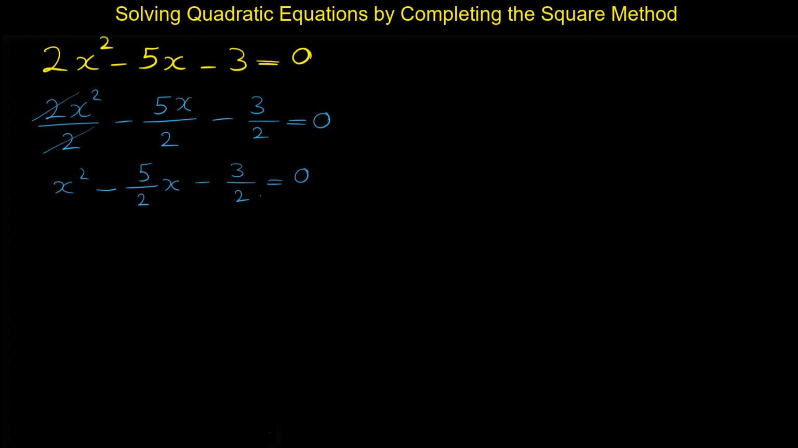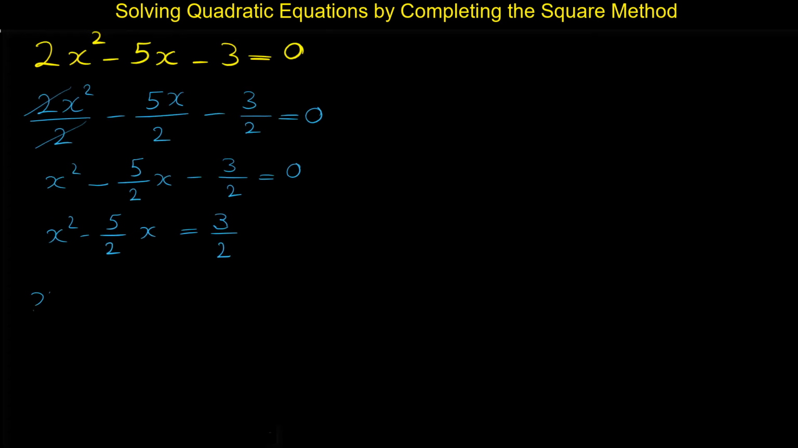First, we have to move the constant, which in this case is negative 3 over 2, to the other side of the equation. So we write x² minus 5 over 2 x, and we move negative 3 over 2 to the other side of the equation, and it is 3 over 2. The next step is to add a number to the left side and the right side of the equation.